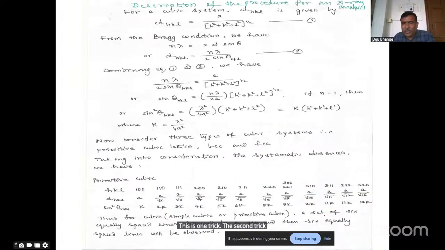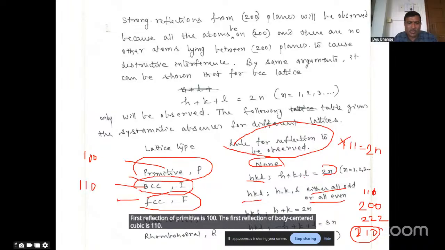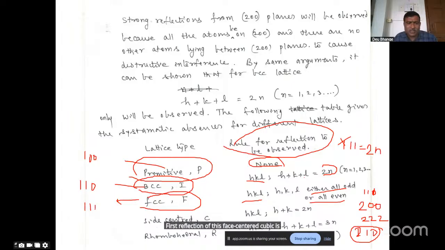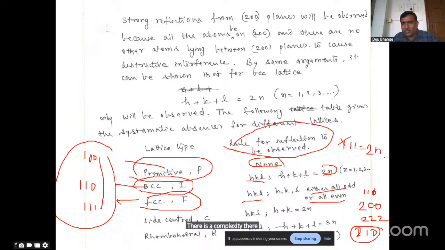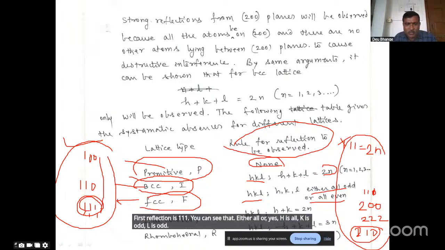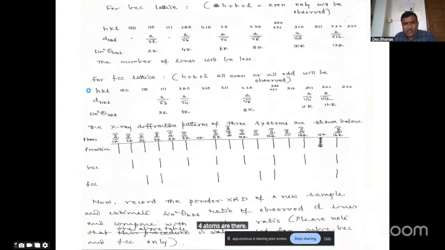The second trick you can keep in mind: the first reflection of primitive is 100, the first reflection of body centered cubic is 110, and the first reflection of face centered cubic is 111. This is a simple trick that you can keep in mind, but it will not always be true. It is about 98.8% true, but in some cases there is a complexity for this rule. But the other rule is always true, so you can follow either rule. In our case, the first reflection is 111. You can see that H is odd, K is odd, L is odd. All three numbers are odd, so our system is FCC. Now, as I told you, in FCC there are 4 atoms.